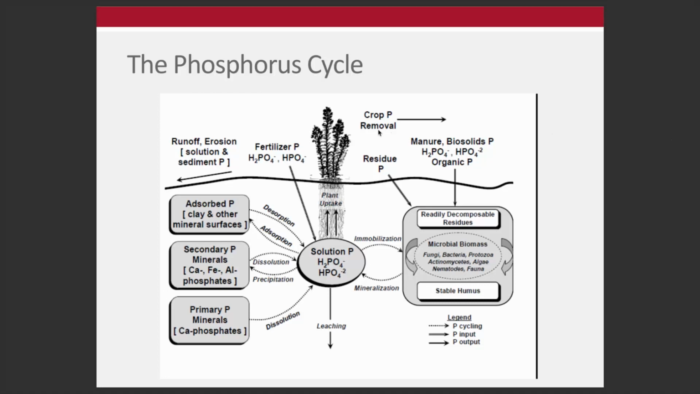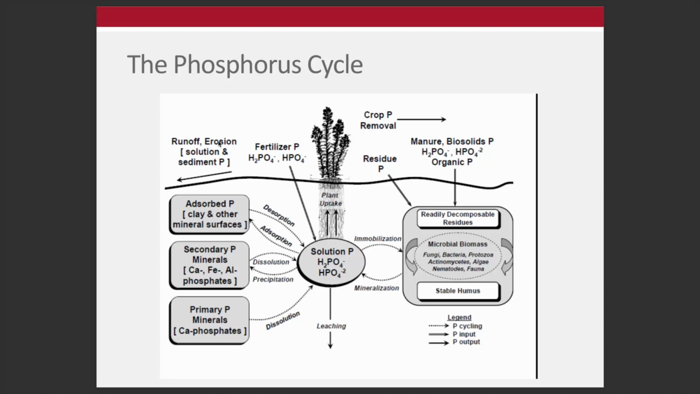There's additions, things like fertilizer, for example, plant residue, manure, biosolids going in. There's this organic fraction, organic form of phosphorus, which includes residues, the microbial biomass, all of the organisms present in the soil, this stable humus. And then, of course, on the left here is the inorganic fraction, so things like clay minerals and secondary minerals, etc., etc. So we're going to get into each one of these pieces.